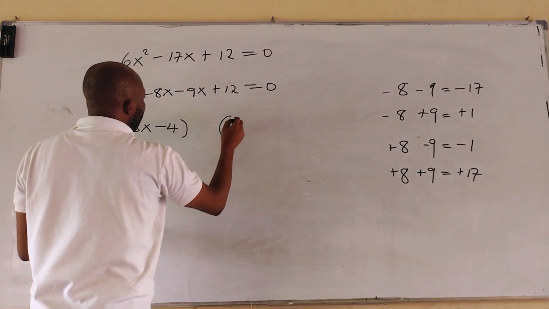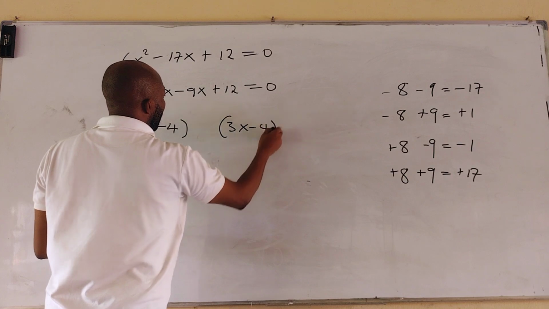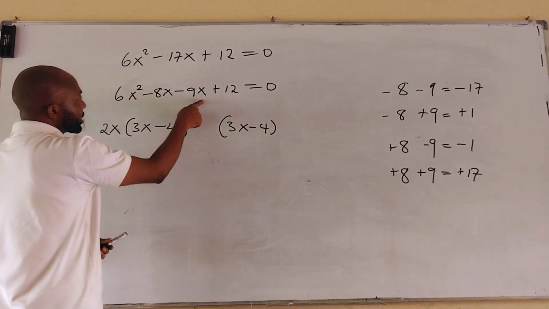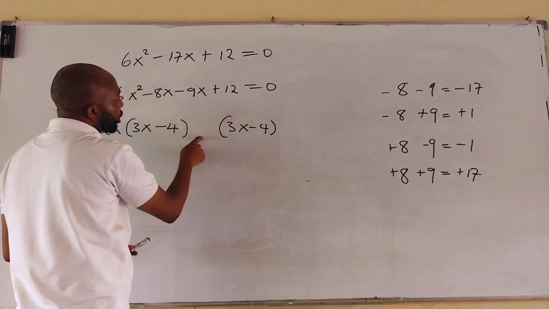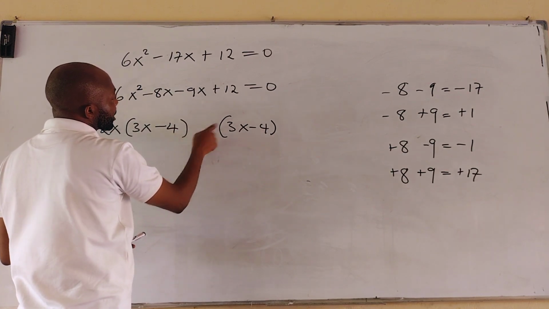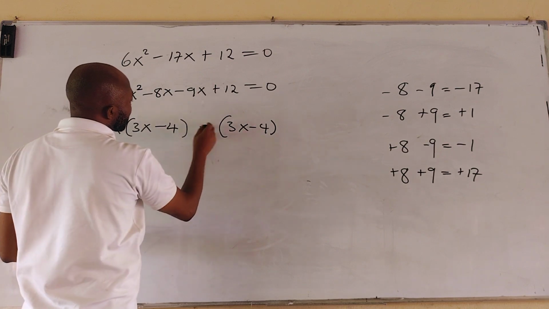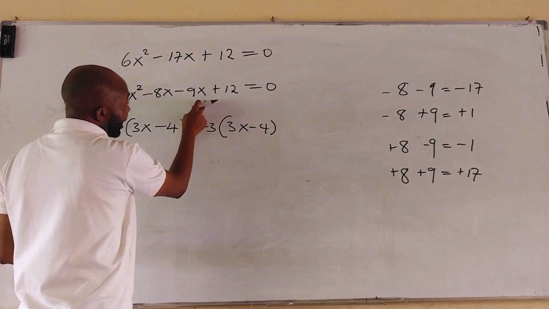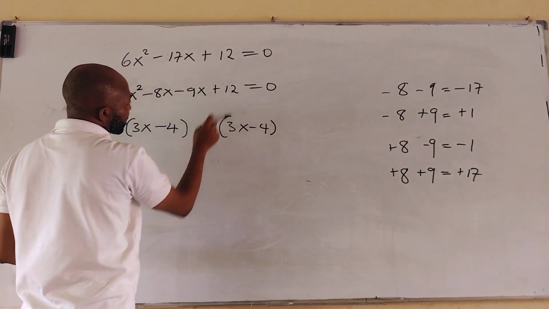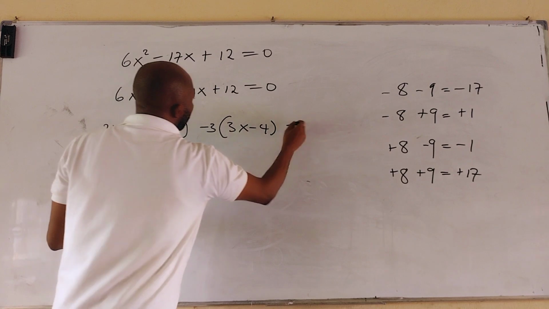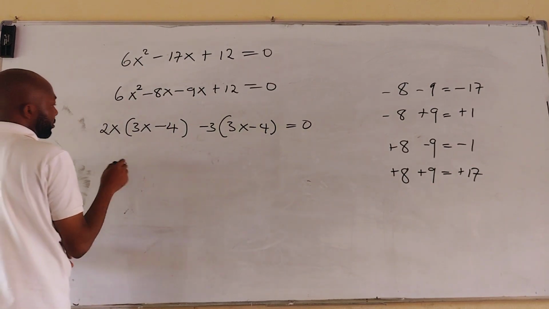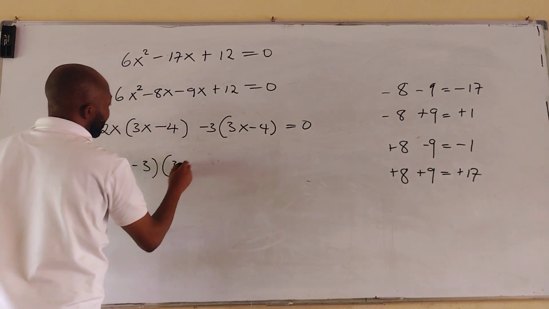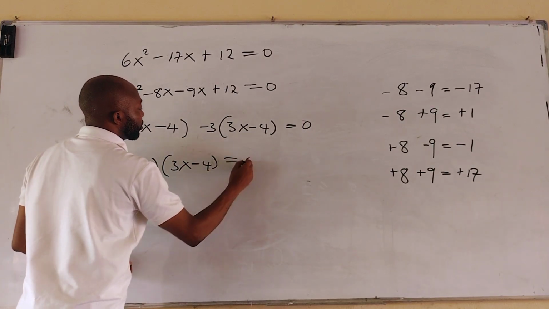Now, my next bracket, I still have 3x minus 4 inside. So let's find out what will be outside. I have minus 9x. I'm looking for minus 3, since minus 3 times 3x is minus 9x. Minus times minus is plus, 3 times 4 is 12. So this is more perfect. Now I have the variables outside: 2x minus 3, open bracket, 3x minus 4, all equal to 0.